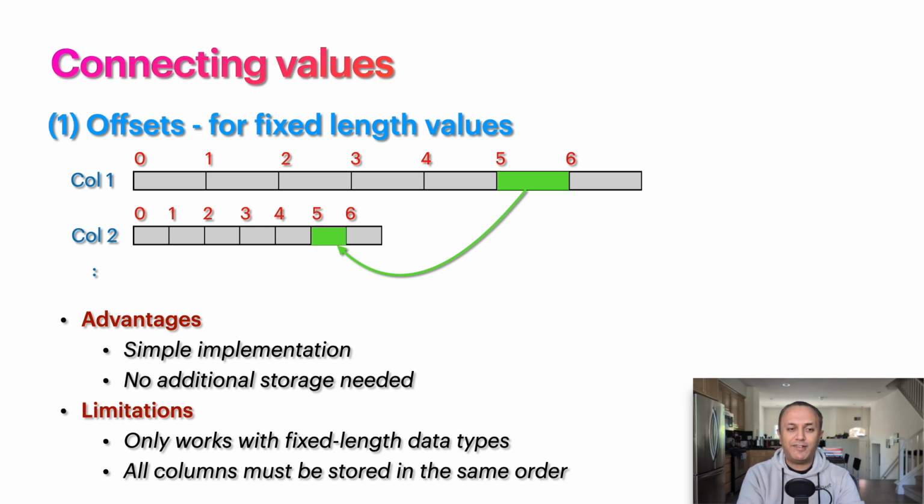We cannot, for example, decide to sort column 1 without sorting column 2 and column 3. Once we decide to sort any column, we need to sort all the other columns in the same order so that the same elements are still matching with the same offset. So this is another limitation which may introduce some overhead sometimes if we have to do a sort operation, but this is something that we have to keep in mind.